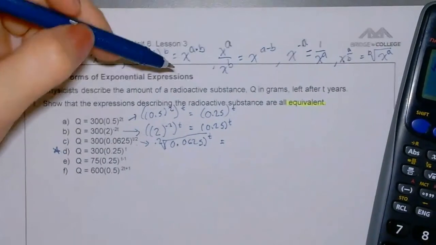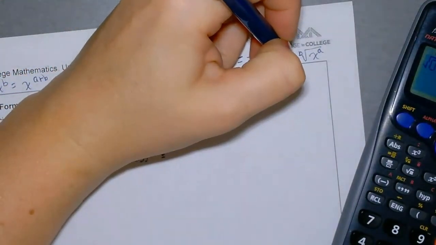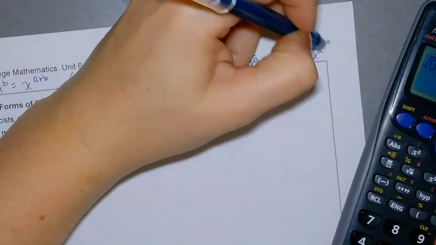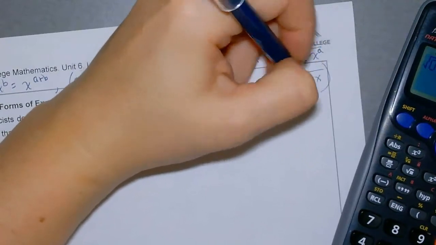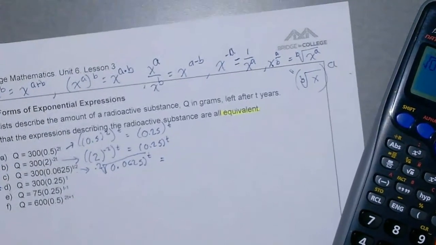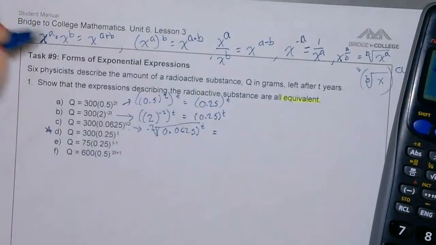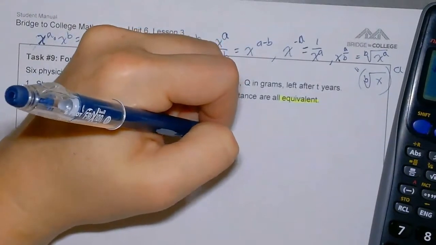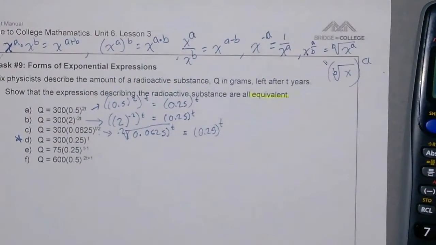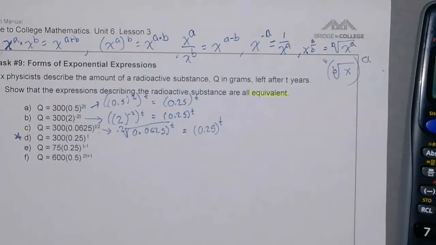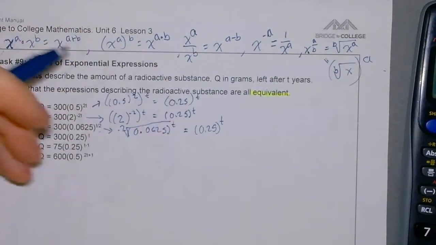And a little note here, when I wrote this over here, I put x to the a. It actually can also be like the exponent. It can be inside the radical, or you can do the b root of x all to the a power. It's the same thing. Doesn't matter which way you do it. So that's what we did here. I'm going to square root the 0.0625 and then put it to the t power, so I have 0.25. Because in this case, that's what I need to do. So we managed to make C look the same. D is what we're making all of them look like, so I'm not going to mess with D. It already looks the way everything else looks.